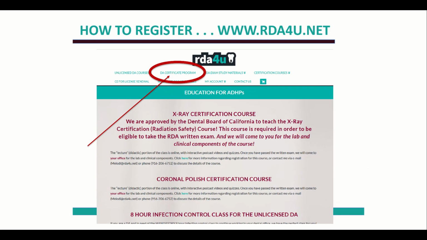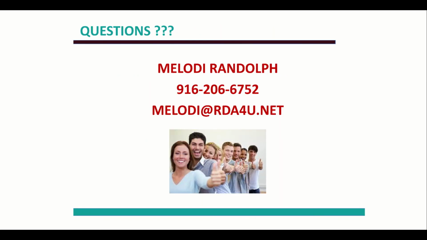So how do you register? Well, you go to our website, www.rda4u.net, the number 4, the letter U.net, and right at the top of the page, you'll see there, it says DA Certificate Program, and it'll take you to the registration page, and you can either choose to pay for each of the modules separately, or at the bottom of the page, it'll say pay for the whole program at once and save the $800.